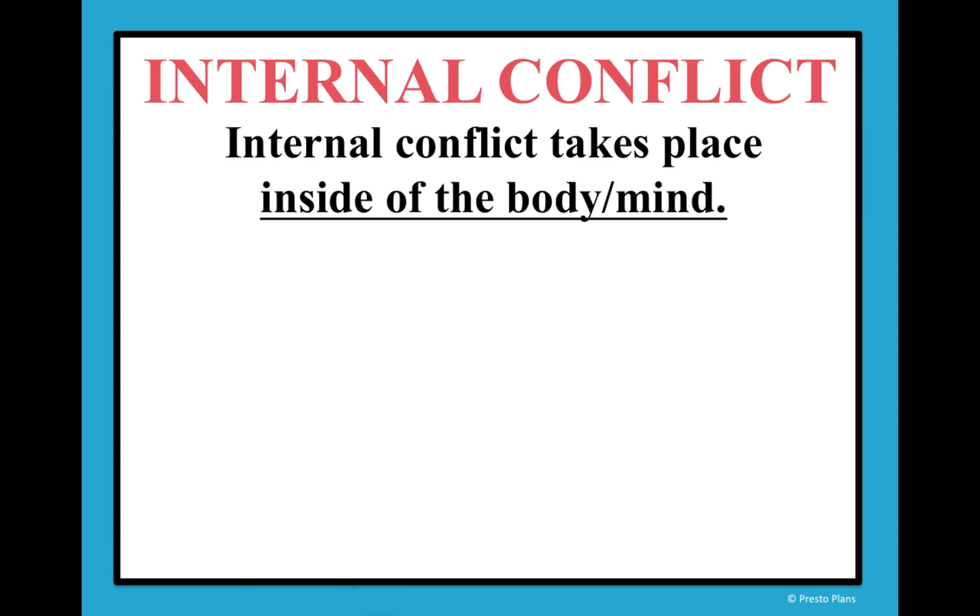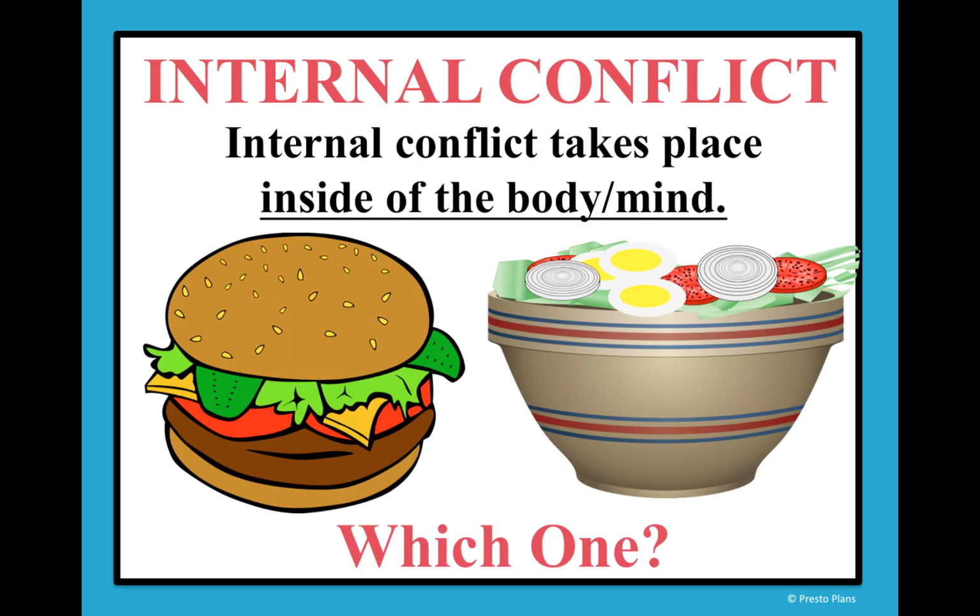There are two types of conflict, internal and external. Let's talk about internal real quick. Internal is going to take place inside of the body and the mind. I have an internal conflict: every day I would really love to have a Whataburger cheeseburger, but I know that my body needs good nutrition, and so I need to have the salad. It feeds my body better than the burger does, but I still have this internal conflict because I really want that cheeseburger.